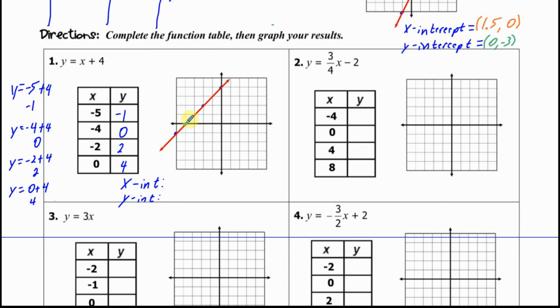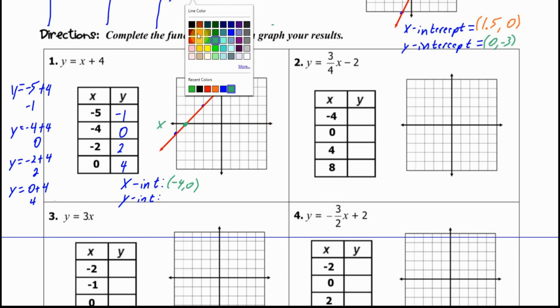-4, 0. That's where the line hits the x-axis. So the x-intercept is -4, 0. Again, notice the x-intercept, the y-coordinate is 0, because every point on the x-axis is something, comma, 0.